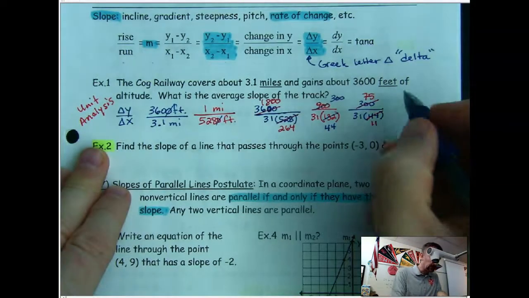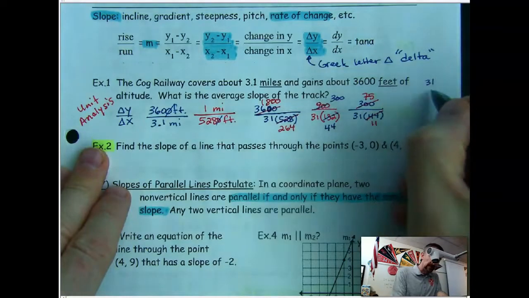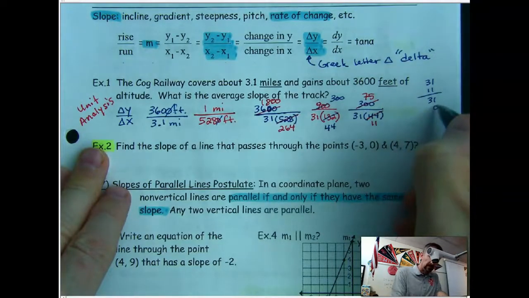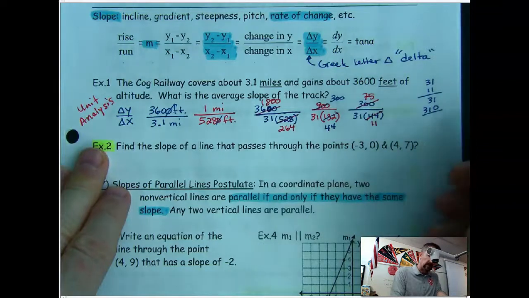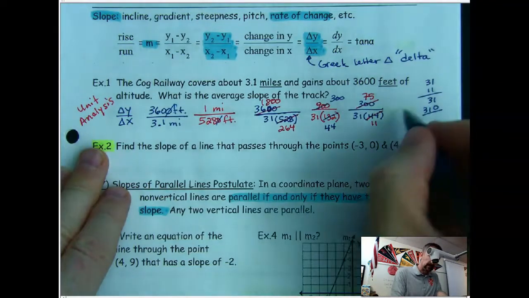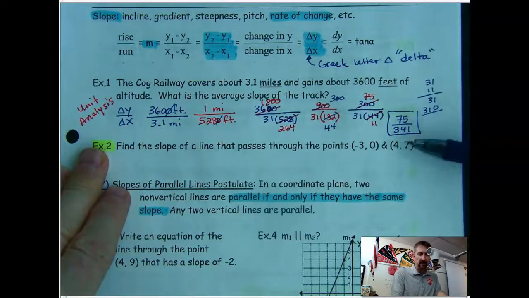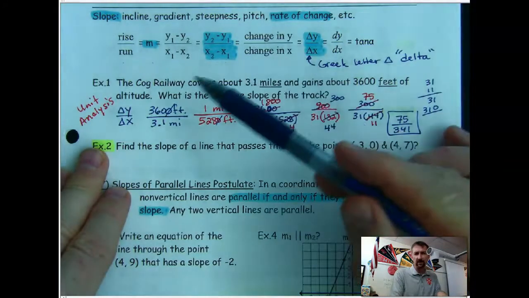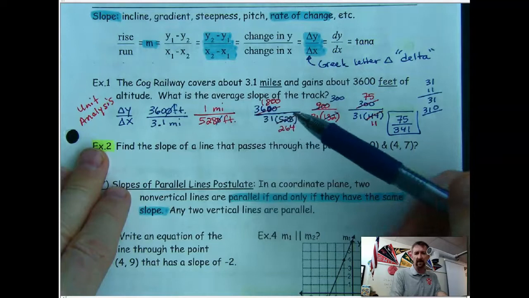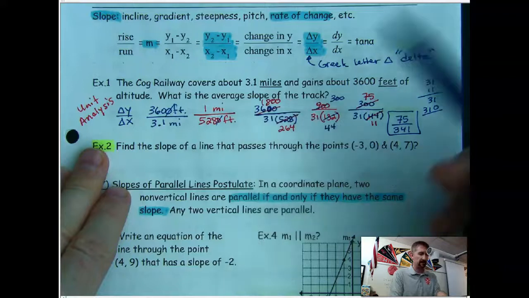So 31 times 11 is going to be 341. So that's going to be 75 over 341. So for every 75 feet it goes up, it goes over 341 feet. Or we could say the same thing about miles, except I doubt the track goes 75 miles. Cog railways are usually to go up mountains. There's one in Pikes Peak near Colorado Springs, Colorado.